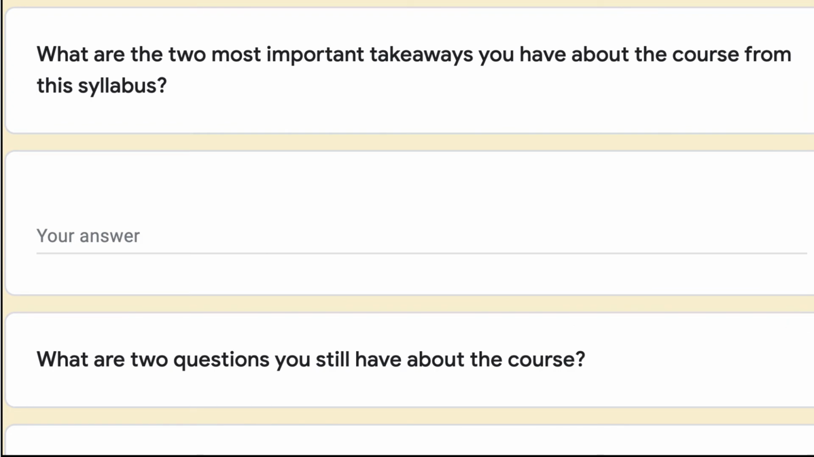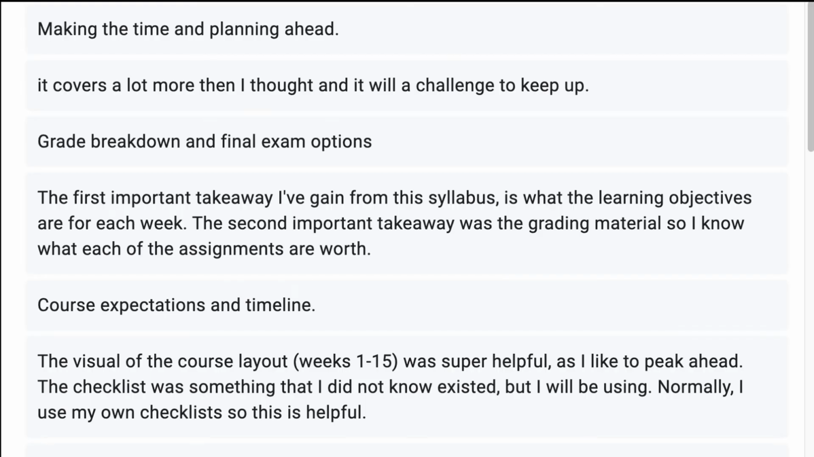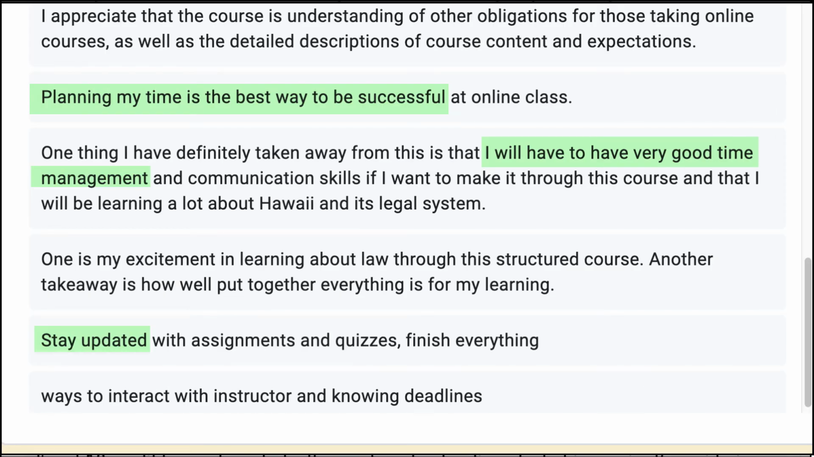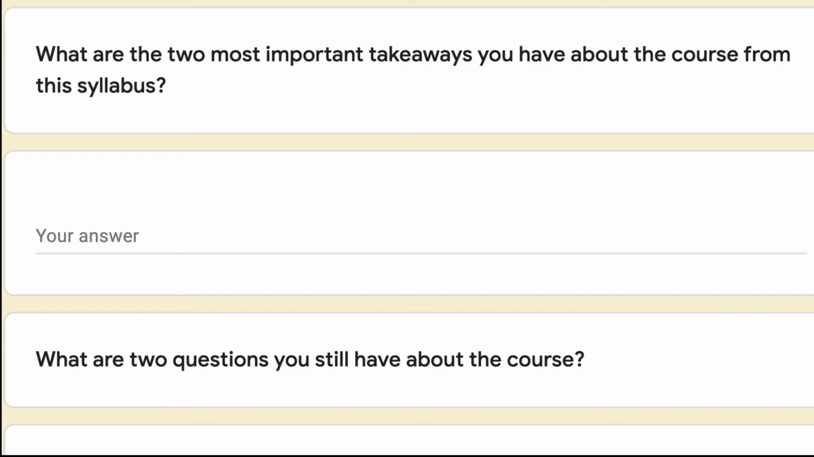In the next section, I asked them to think about 2 important takeaways from the syllabus. I thought it was interesting that students varied widely in what they found most important. There were a number of comments about how they liked the organization, how they liked the fact that everyone could earn a good grade if they applied themselves, and, hallelujah, they recognized the need for weekly work and participation and good time management.